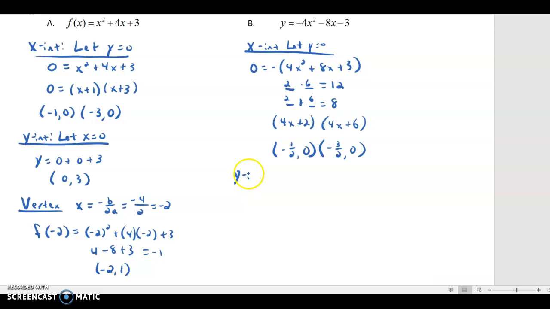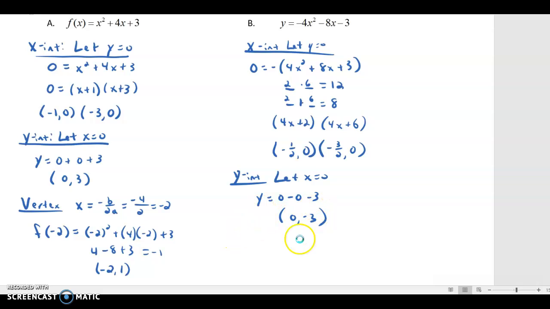And my y-intercept is when we let x equal 0. If we go back up to our function, we'll get 0 minus 3, so we get (0, -3). So we have some points there.